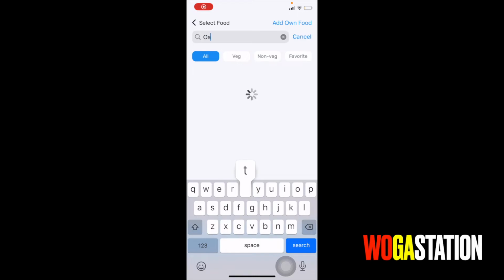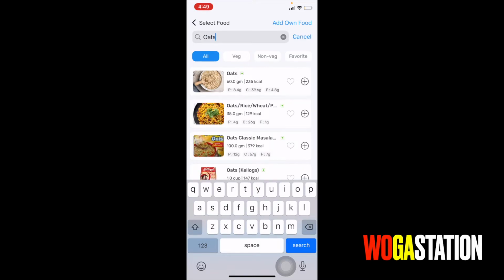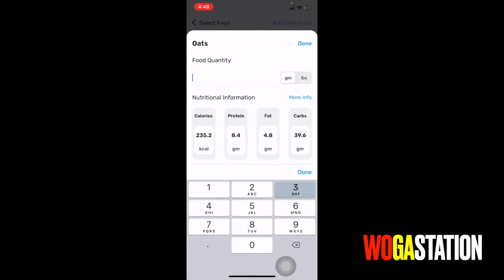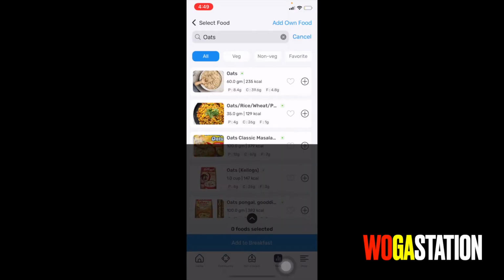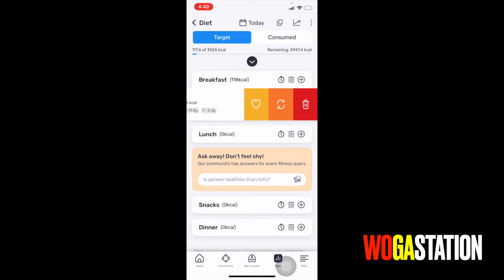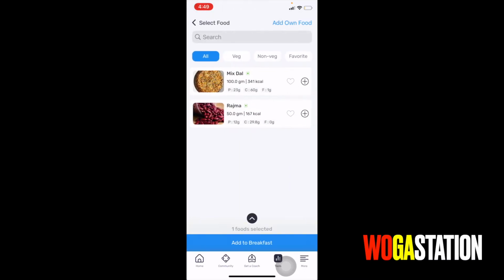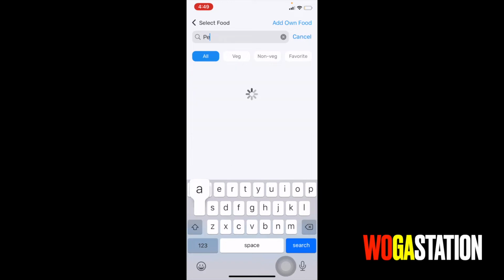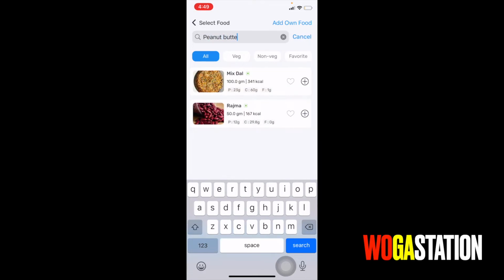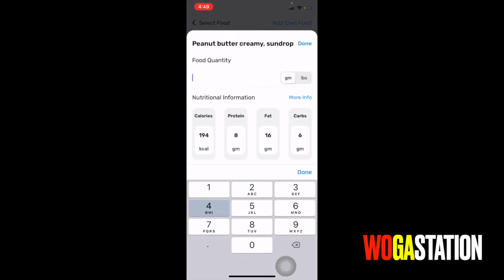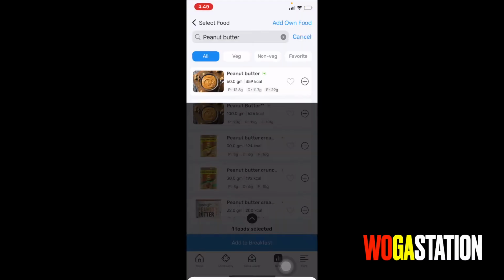So I'm going to start my breakfast with oats, and I prefer eating about 30 grams. So I'm going to change the quantity to 30 grams, hit done, and add to breakfast. Now I do not like milk, so I'm going to have that with water and add peanut butter to this. I'll probably have 40 grams on a daily basis.